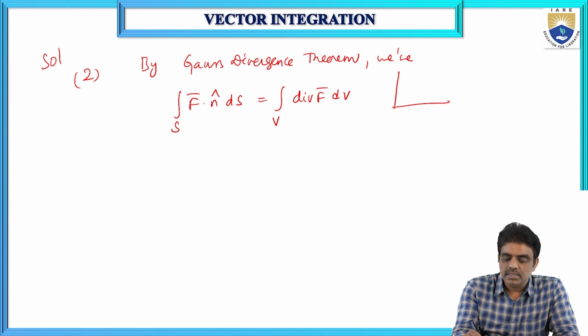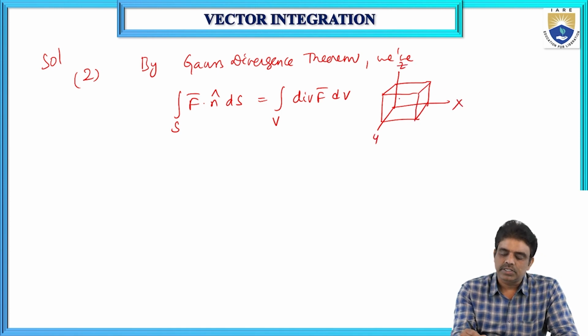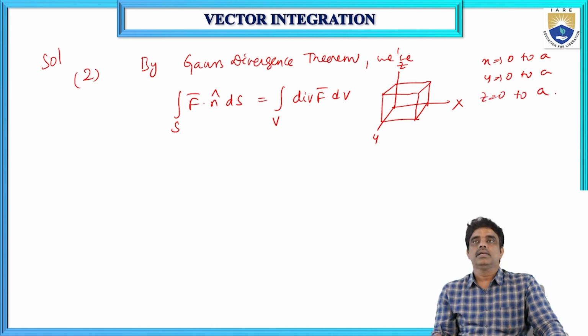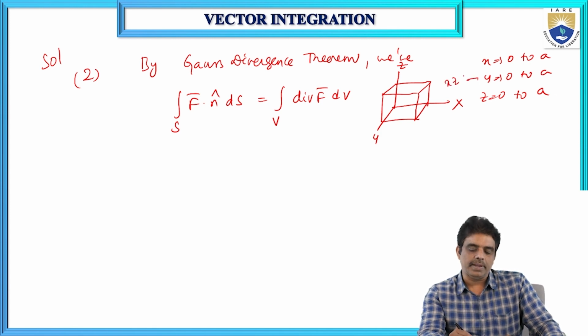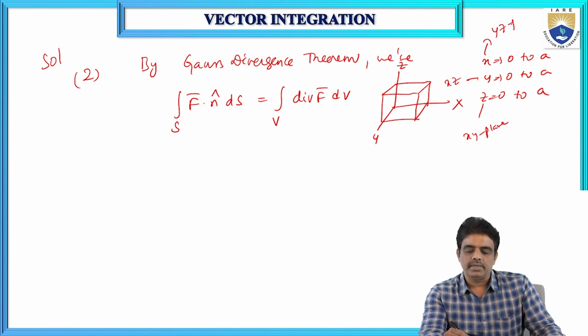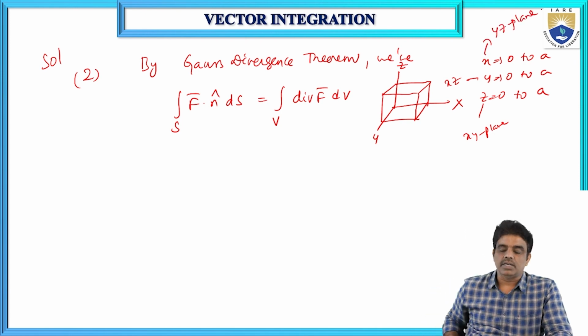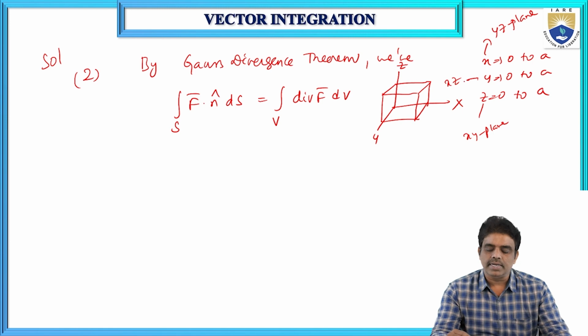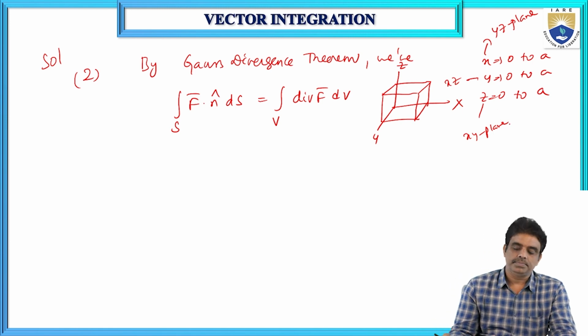The given region is the cube. Already we have discussed the different planes in the cube: x varies from 0 to a, y varies from 0 to a, and z also varies from 0 to a. In three dimensions, x equal to 0 indicates the yz plane, y equal to 0 indicates the xz plane, and z equal to 0 indicates the xy plane.